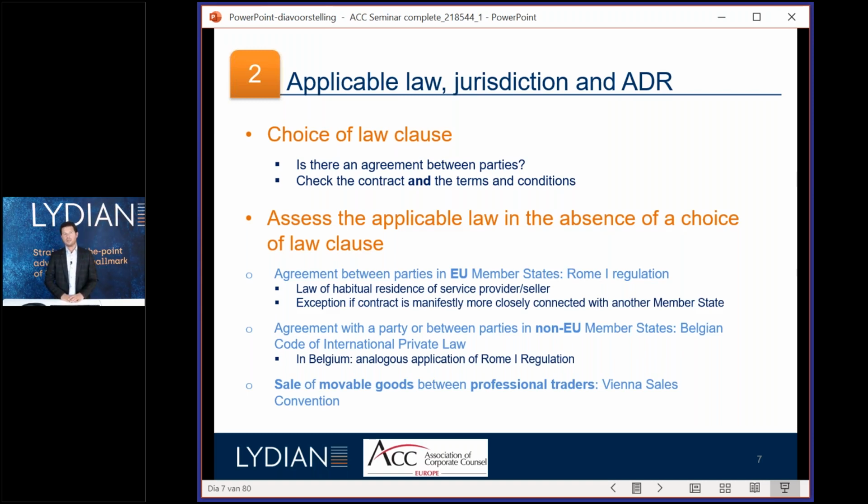What people, or sometimes also legal counsels, often forget is to take into account the Vienna Sales Convention, which applies to the sale of movable goods between professional traders, and which stipulates important provisions, which are sometimes to the benefit of the sellers, because the buyer will have to control or verify the goods within 6 months, and otherwise any claim will be barred. So it is also important to check that, and also to exclude it. If you don't want this convention to apply, then you have to exclude it in your agreement.